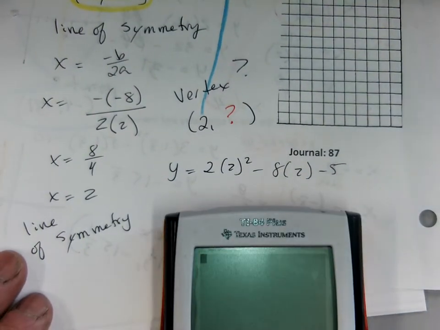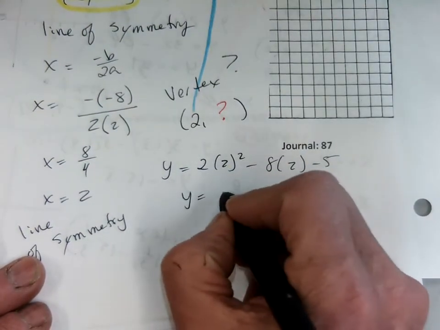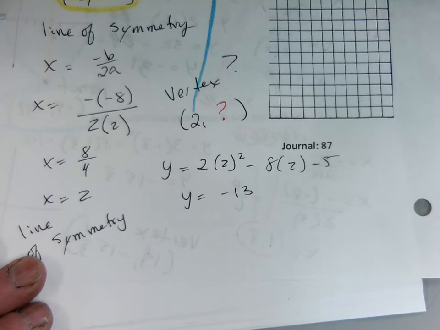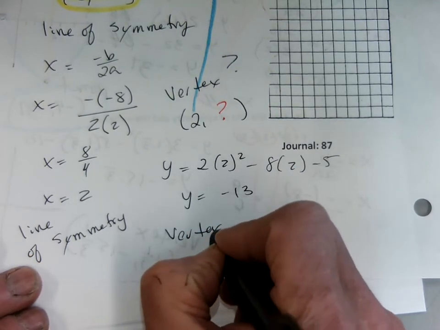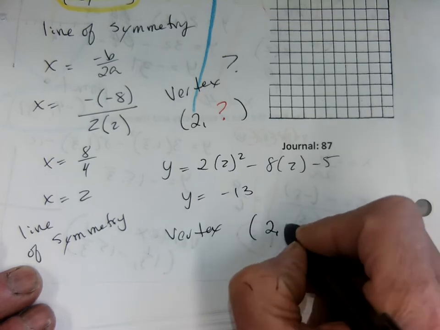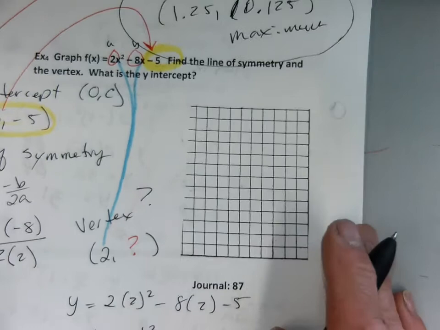I mean, I could do it. I think this is one we did on the warm-up, probably one like it. 2 times 2 squared, subtract 8 times the 2, subtract 5, and I get an answer of negative 13. Right? So my vertex is 2, negative 13. It's a point. All right, so let's graph it. Let's put this all on a graph.